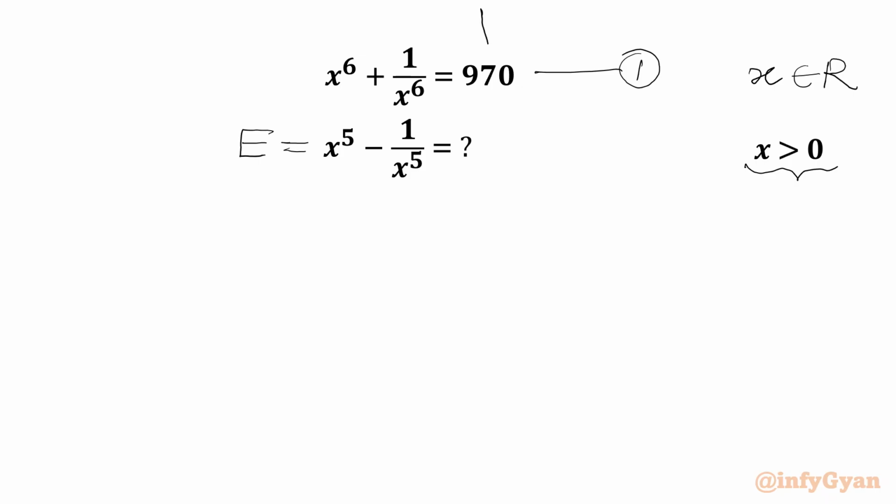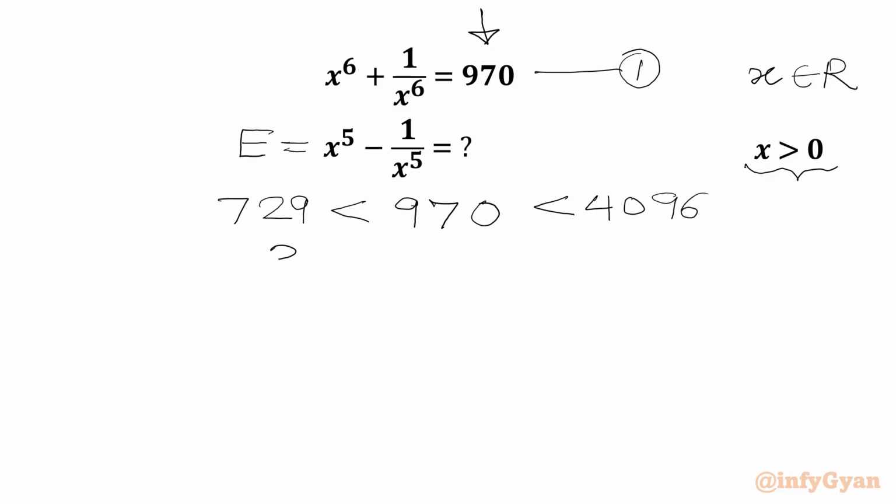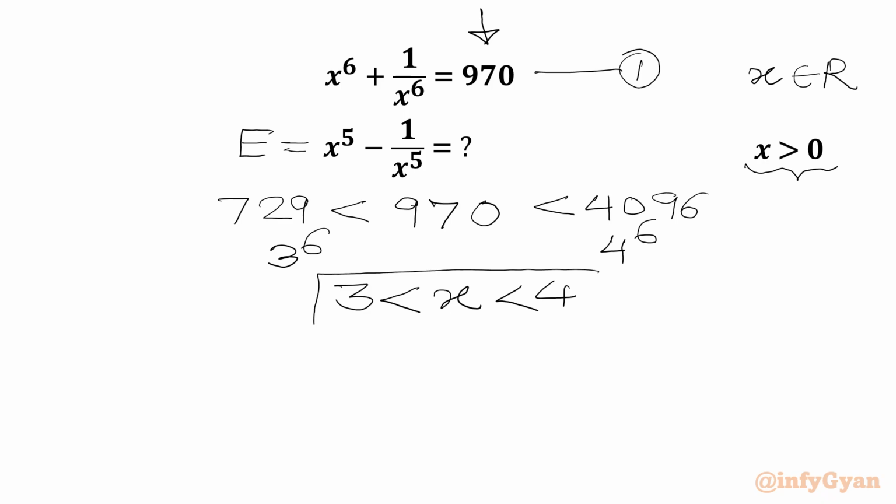Now I will begin with the RHS of the given equation. If I write 970, I can say 970 is greater than 729 and less than 4096. So 729 is 3 power 6, and 4096 is 4 power 6. If I apply this logic to our equation, I can conclude x must be in the interval 3 and 4. So our x would be lying in the interval 3 and 4.